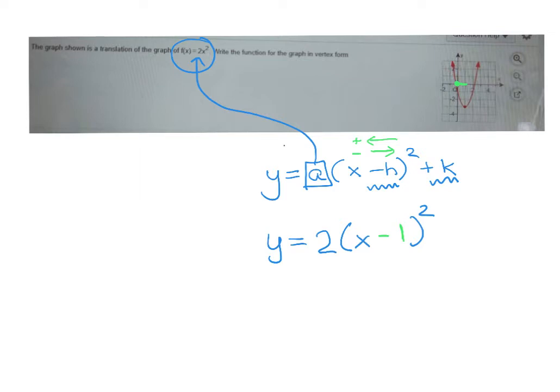And then the k value comes from if they moved the graph up or down. If they move it up, they're going to use a plus. If they move it down, they're going to use a minus. So in this problem, normally you'd be at (0, 0), but they moved you down. And it looks like they moved you down 3 spaces. So on the outside, you'd put minus 3. And that is your solution for that first one.